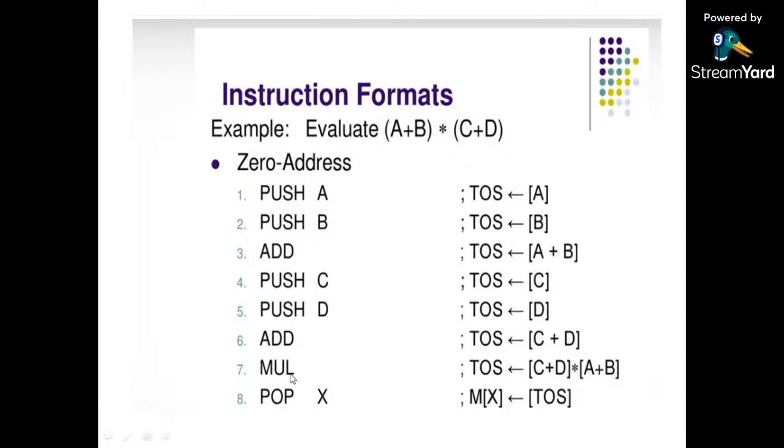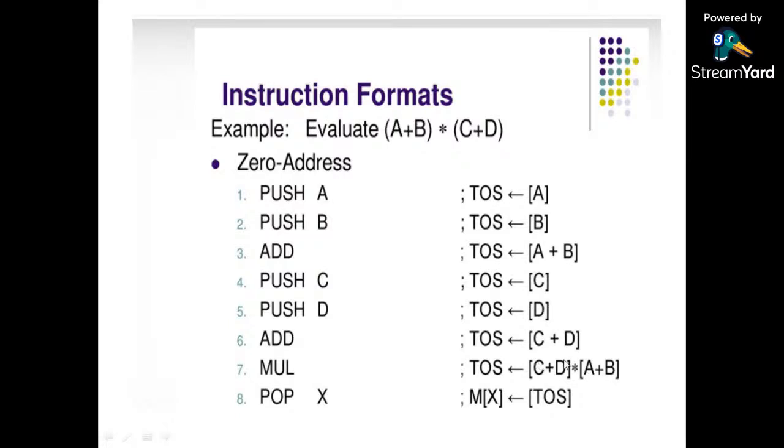Now we are giving the command multiply. Just like the add instruction, whenever we give the command multiply, the two values will be fetched from the top of stack and top of stack minus 1. So let us see, the top of stack has c plus d, the result of addition of c plus d, and top of stack minus 1 has the result of addition of a plus b.